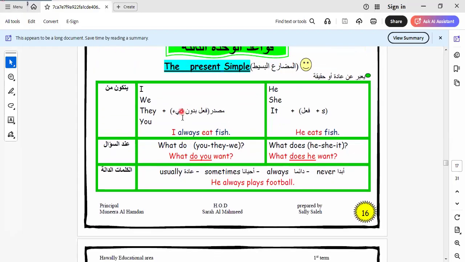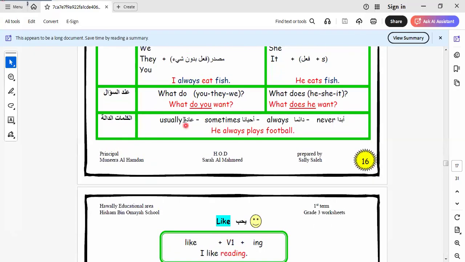Let's learn together. As we told you before, the present simple tense, we make it by adding s to the verb. Which pronouns take s and which pronouns don't take s? I, you, we, they don't take s, like this: I always eat fish. He, she, it take s, like this one: He eats fish. So here is the difference between the pronoun I, which doesn't take s, and the pronoun he, which takes s.